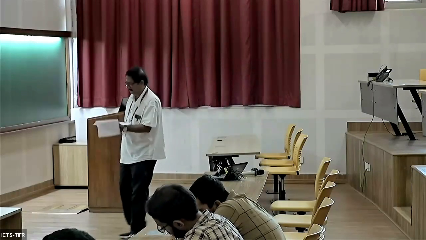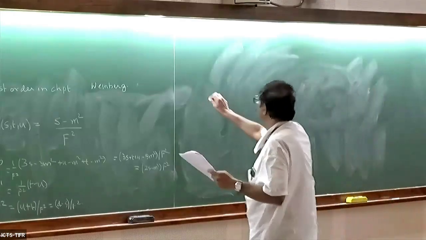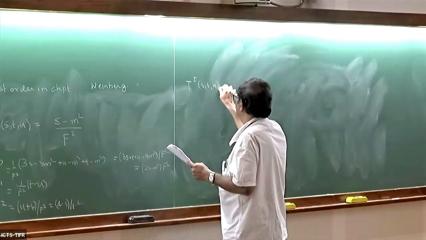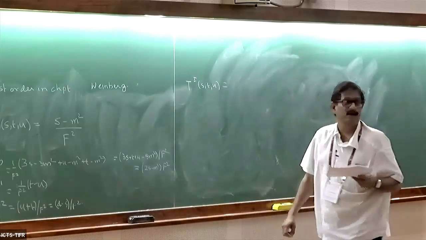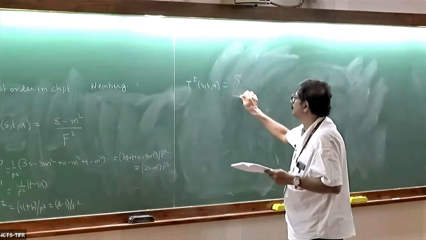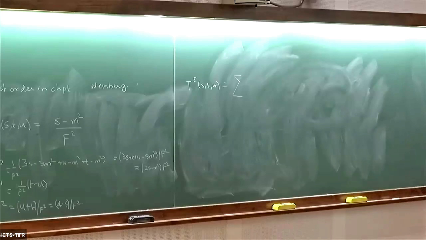All of you have seen partial waves. So, each of these T_I of s, t, u can be expanded in partial waves. How many partial waves are there for each? Infinite number of partial waves, which carry definite angular momentum.